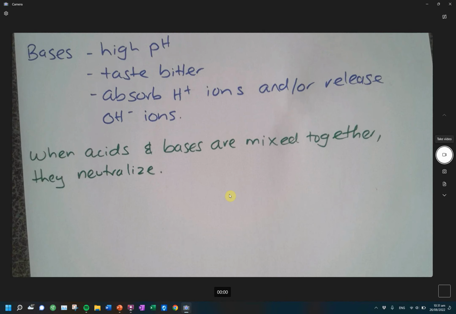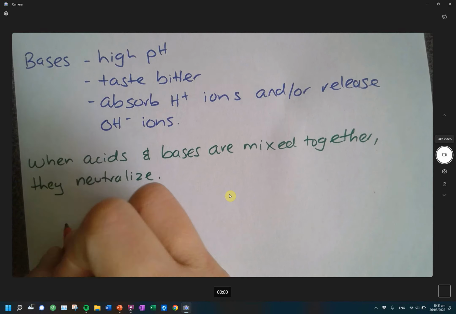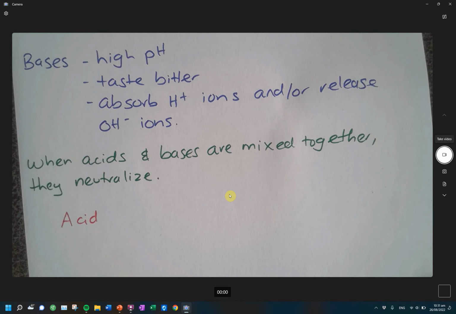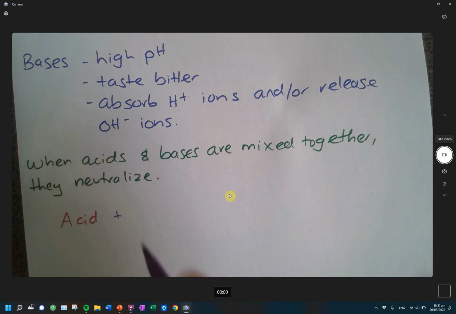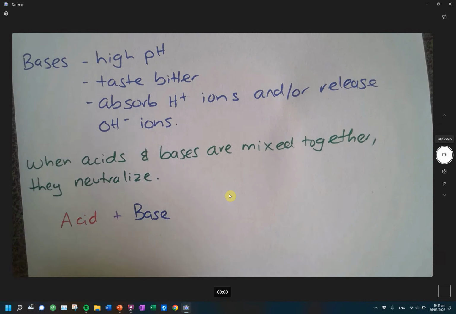Now, there's several different types of neutralization reactions. We can have just a plain acid plus a base. So we're going to have an acid plus a base being mixed together, and when they get mixed together, sometimes they just form a salt and they form water, and that neutralizes it.